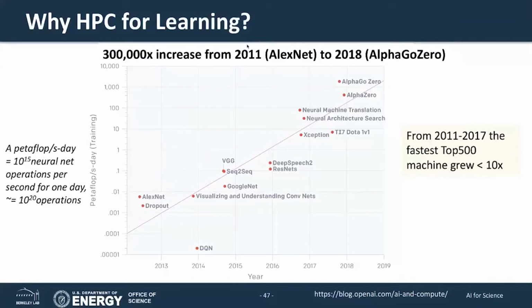And it was interesting to me when I look at this time frame from 2011 to 2017, the Top 500 list. The fastest machine improved by less than about a factor of 10 in that particular time window. I think there's been some jumps since then, but this workload increased, the total amount of work required, by a factor of 300,000. So these machine learning problems are producing just enormous computational challenges as well.